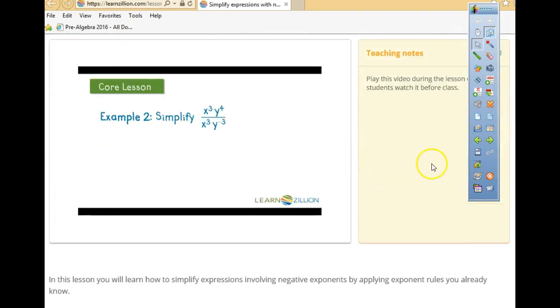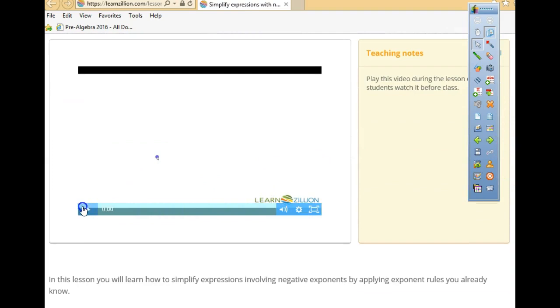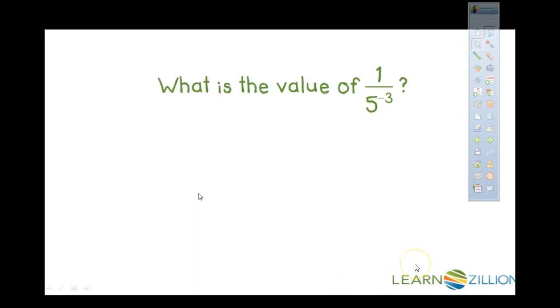But as you take a look at this, this kind of explains a little about negative exponents with the stairs and looking at it that way. So, what is the value of 1 divided by 5 to the negative third?